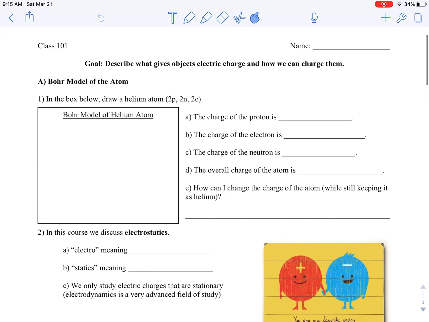So our goal is to describe what gives objects electric charge and how we can charge them. All right, so describe what gives objects electric charge and describe how we can charge them. So the first thing I ask you to do is to draw a model of a helium atom. So a helium atom, just a term from chemistry, is 2 protons, 2 neutrons, and 2 electrons. So let's do that first.